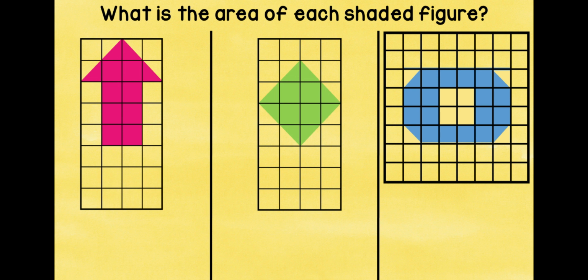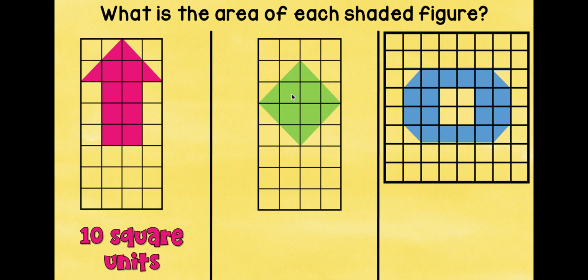All right, hopefully you paused the video to find the area for these kind of weird looking shapes. So we're going to start with the pink on the left. So we start with our whole squares first. We have 1, 2, 3, 4, 5, 6, 7, 8. Now I can put these 2 halves together to make 9, and these 2 halves together to make 10. So our area for this pink shape is 10 square units.